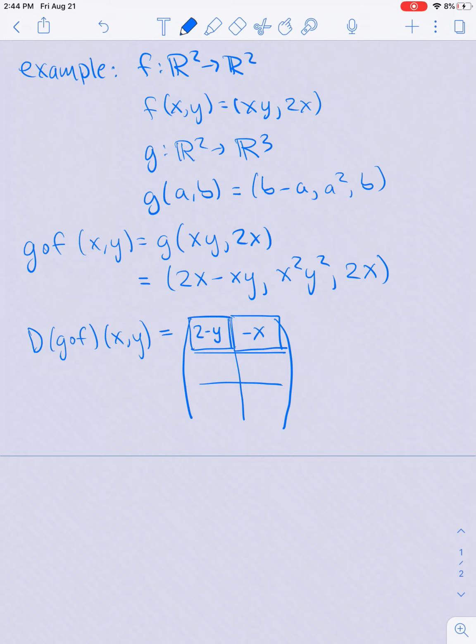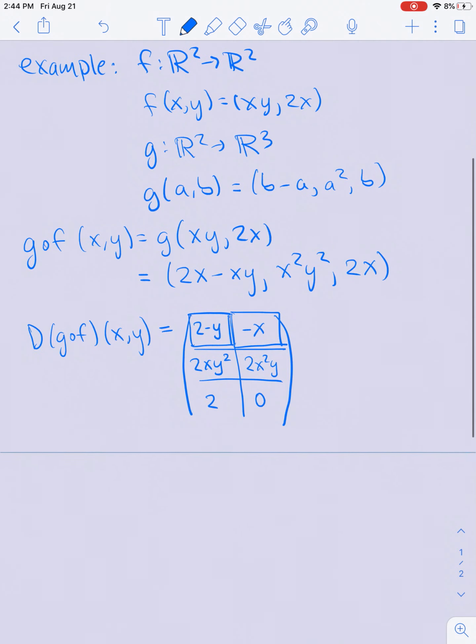In the second line, I should do the same thing, but for the second function. So this will be 2xy squared, and then in the second box of the second line, it'll be 2x squared y. And then finally, I get a 2 here and a 0 here. Okay, so that's my d of the composition at (x, y).